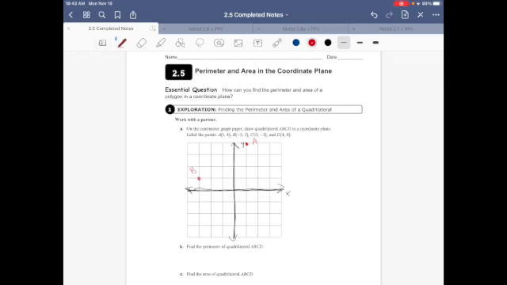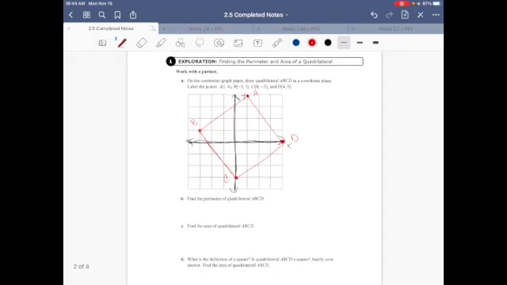C is at 0, -3. So that would be there. And then D is at 4, 0. So D is going to be there. I want us to connect the dots. So we made what looks like a square. Looks like it. We don't know yet, but it looks like it.